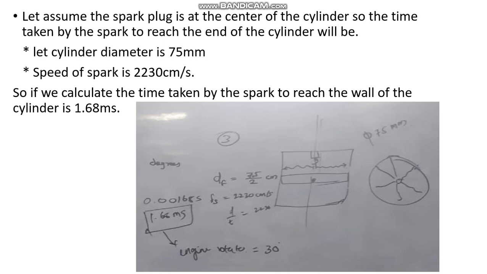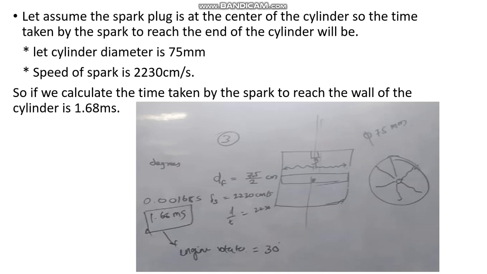So, let our cylinder diameter be 75 mm. If we calculate the time taken by the spark to reach the wall of the cylinder, it comes to 1.68 millisecond. So, the spark takes 1.68 millisecond to reach the end of the wall.